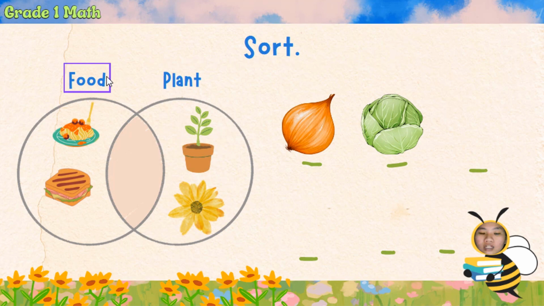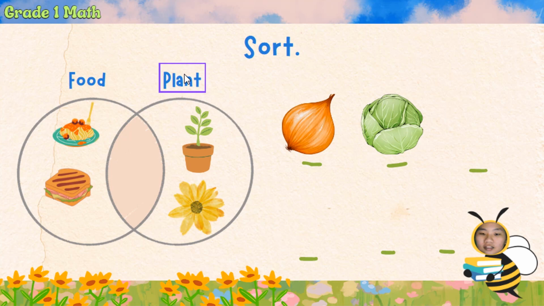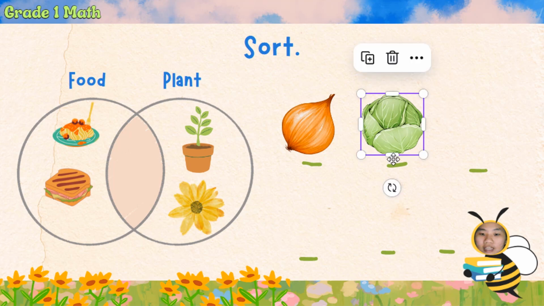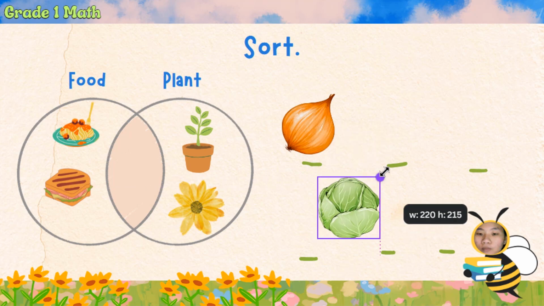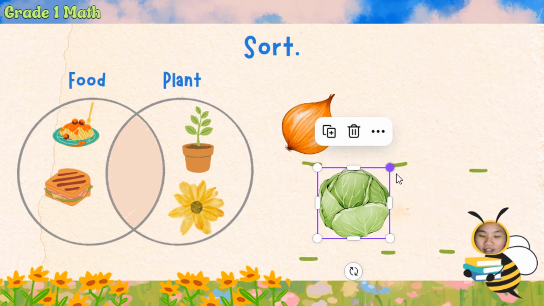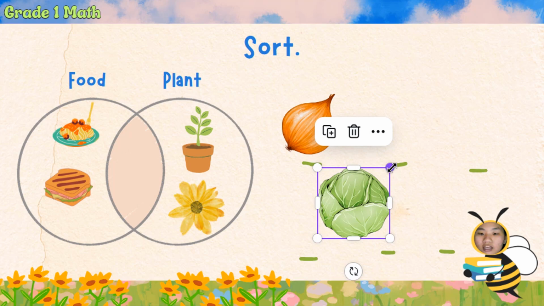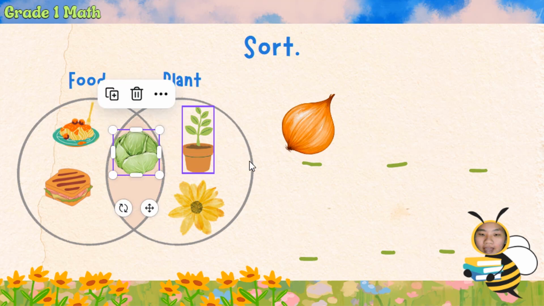Now, what object is both a food and a plant? Well, we have two objects left, an onion and a cabbage. A cabbage is a plant, it's green and everything. It grows on the ground. It counts as a plant, but you can also eat it. It's different from the flowers and the plants and the pots that you see every day. You can actually eat a cabbage, and they sell cabbages in the supermarket. So a cabbage is both a food and a plant.